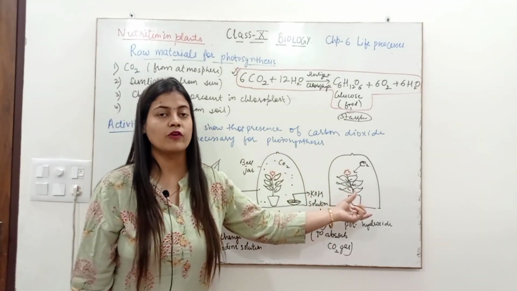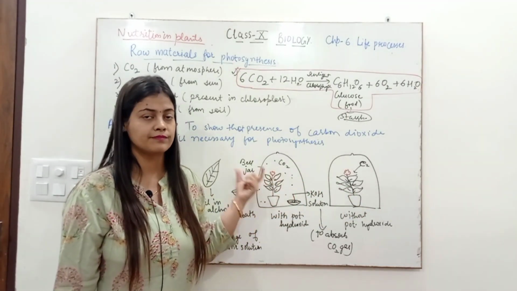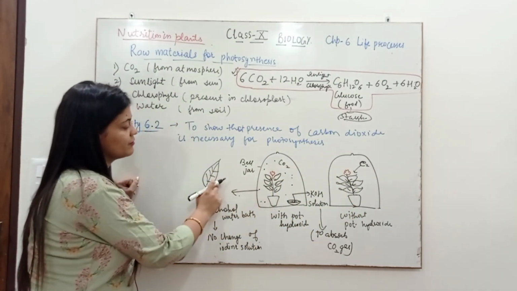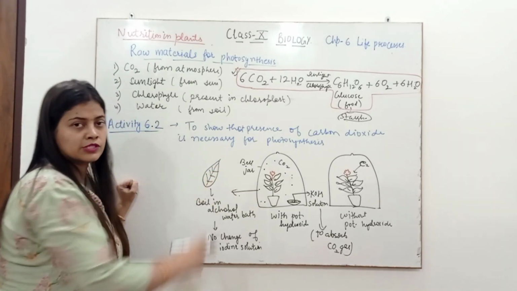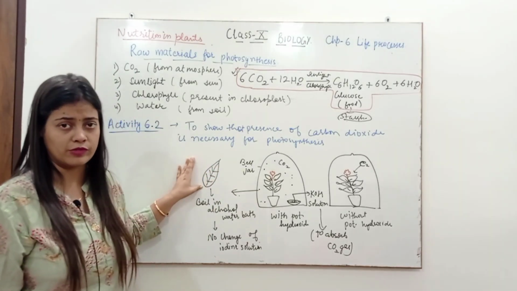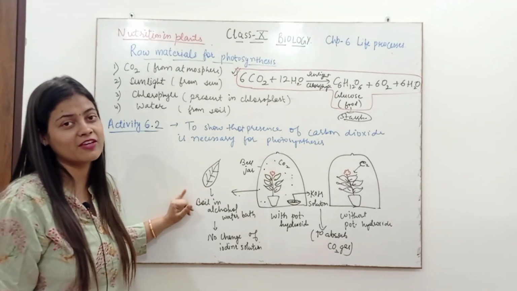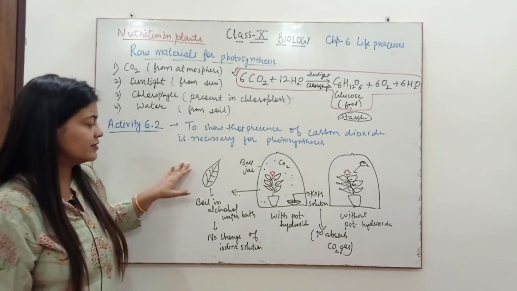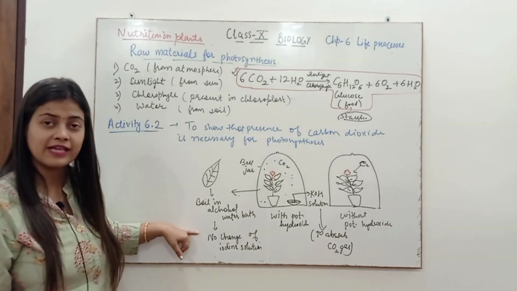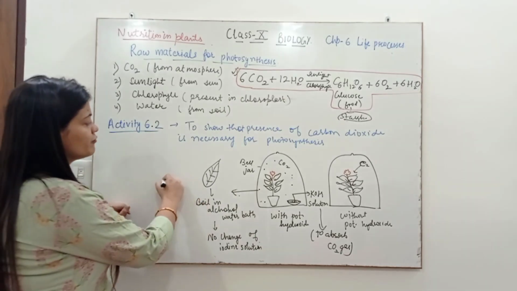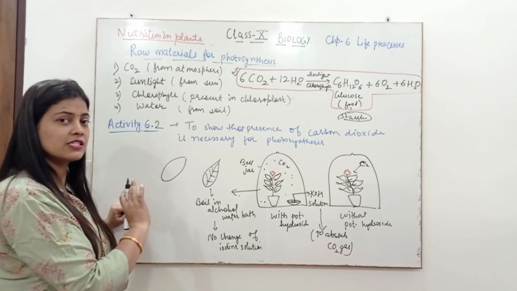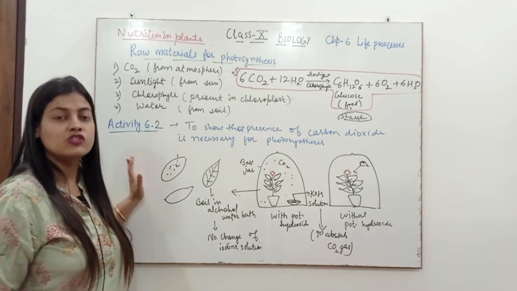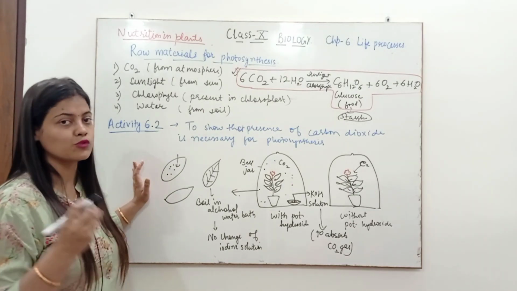After keeping it for a few hours, we will pluck a leaf from both the plants. I have shown here for this plant, I have plucked the leaf, and the same procedure will be followed. First, the decolorization of the leaf will be done with the help of the alcohol water bath, and then we will put drops of iodine solution. You will see that there will be no change in color. The leaf was completely decolorized, and when the iodine solution was put, it stayed the same. There was no change of iodine solution from brown to blue black.